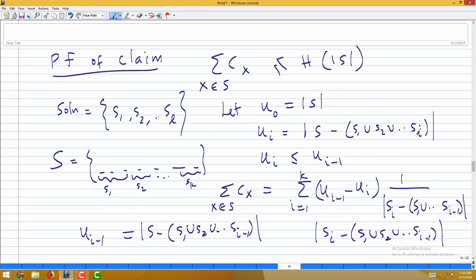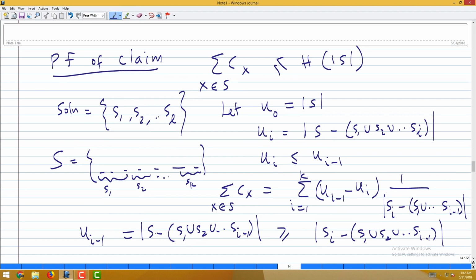So, which of these two would be bigger? You are saying it will be like this? Because S_i minus that is the number of uncovered elements just by that set. Yeah. The number of elements that are just covered by that set right now, and S minus that is the total number of uncovered elements so far for S only. We are still looking at S.